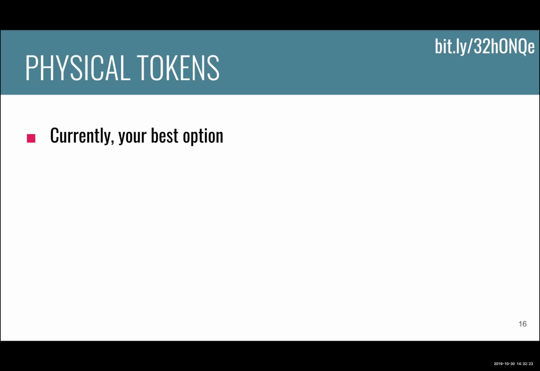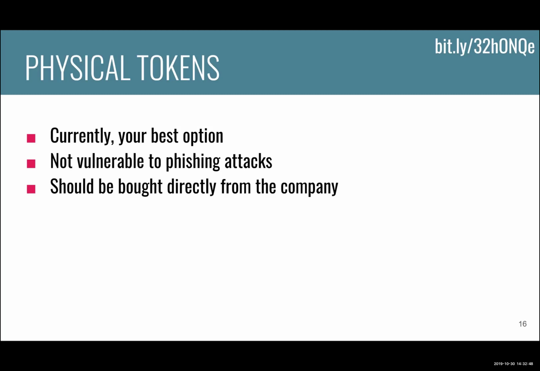So currently a physical token is your best option for that second factor in a multi-factor authentication setup. They're not vulnerable to phishing attacks because phishing attacks rely on putting a fake site between you and the real site. The way one of the physical tokens works is it encrypts your authentication information. And part of the way it does it is it will include the URL that it is currently trying to log into as part of its encryption.